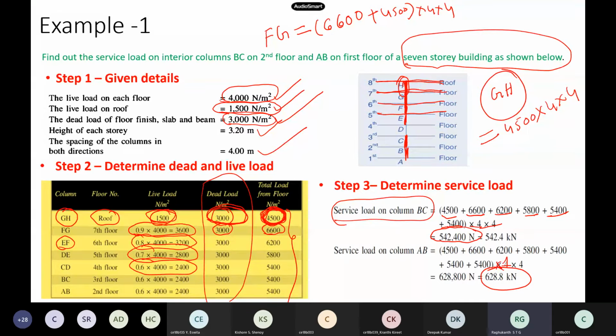Now if you want to calculate EF, it will be simply, you see, what will be on EF? Tell me. In the summation, another quantity also will come. What is that number?